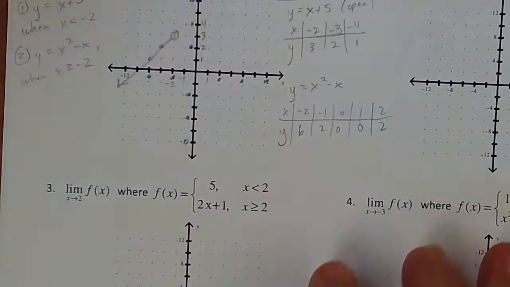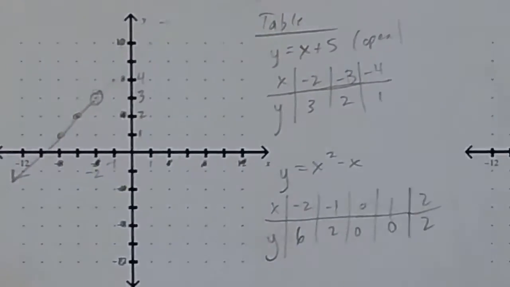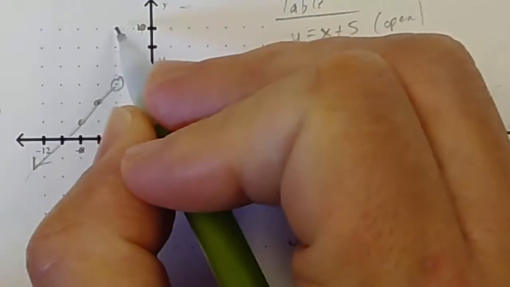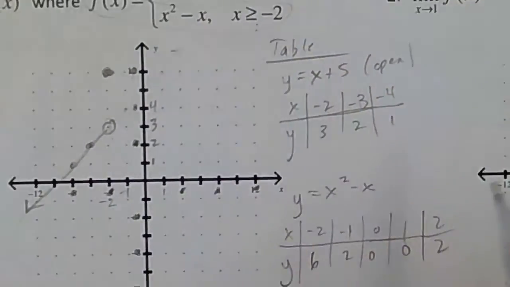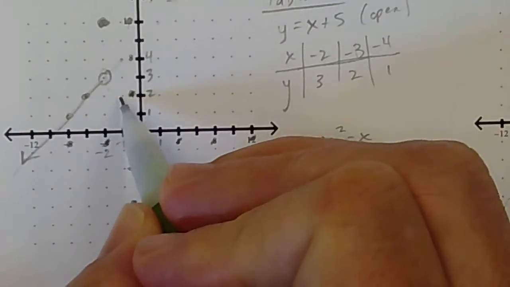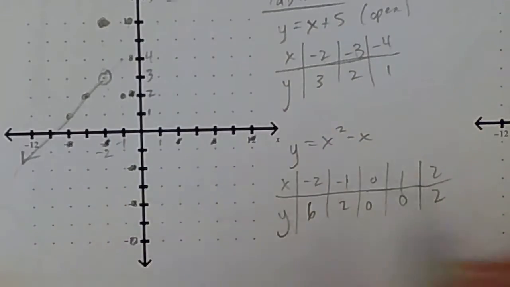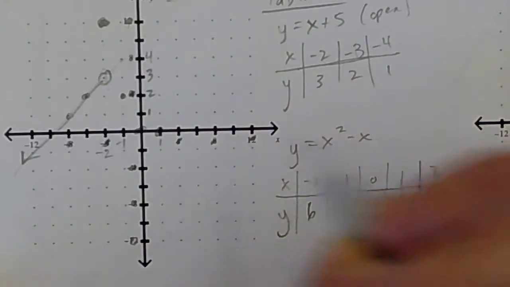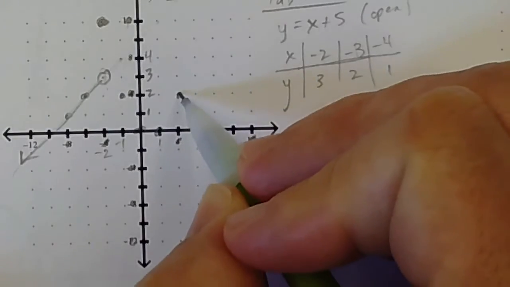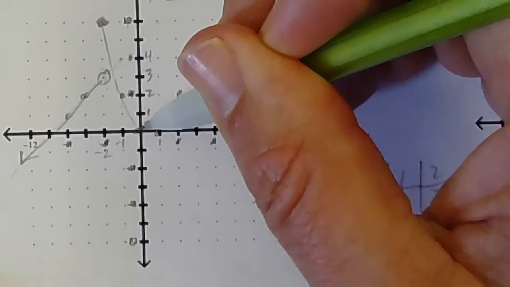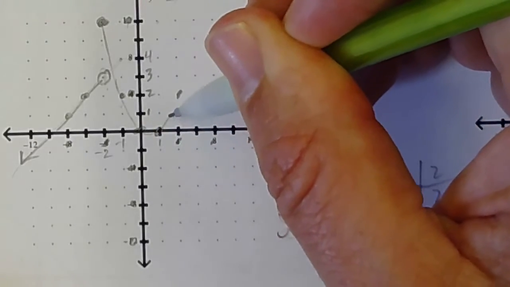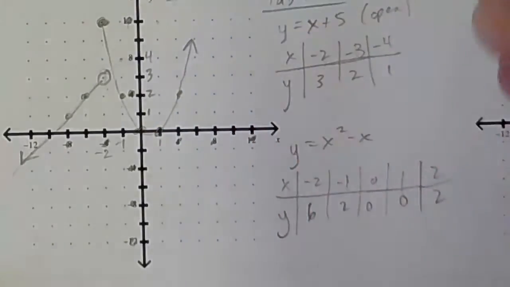Okay, so let's plot these. -2, 6. Closed circle because of the line underneath the inequality. -1, 2. 0, and then 2, 2. Okay, so the parabola was coming down here, and it just dipped just below this spot because it turned like that.